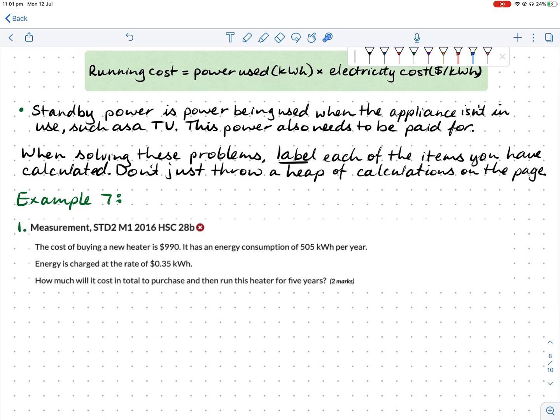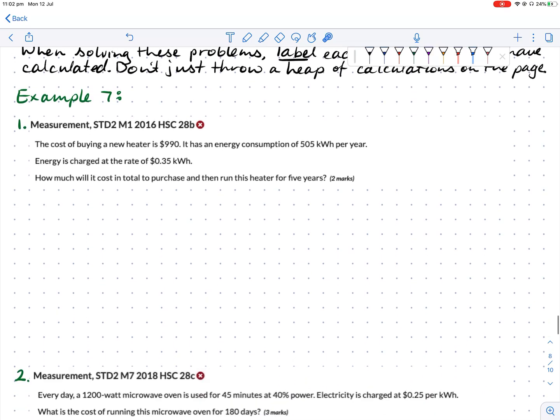When you're solving these problems again, make sure you label everything that you're calculating. Calculate everything a bit at a time. Don't try to do the whole calculation in one go. Particularly for questions that are worth quite a lot of marks, you will lose a lot of marks if you do the wrong calculations or you miss things. So it's important, label everything, know exactly what you're working out at each of these steps. So let's have a look at this question. This was a past HSC problem.